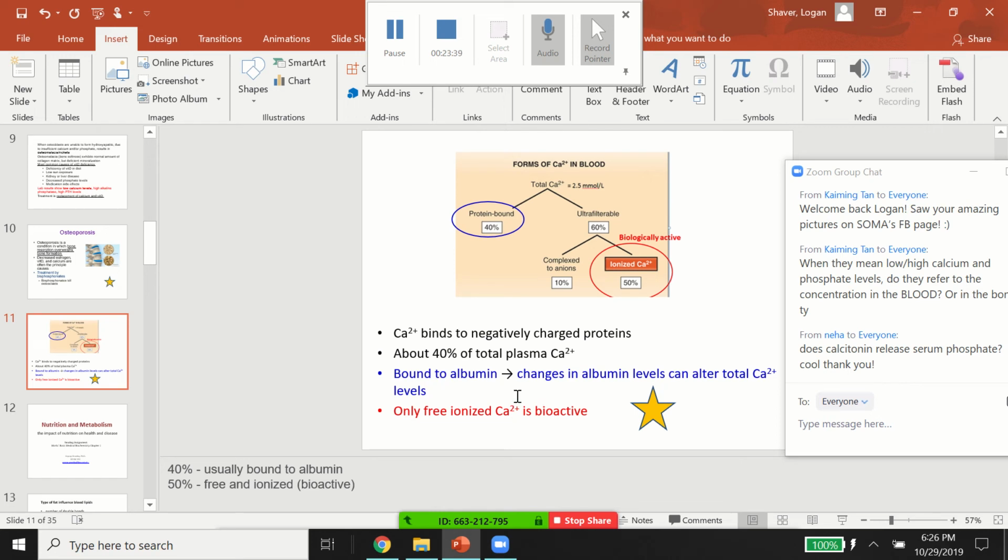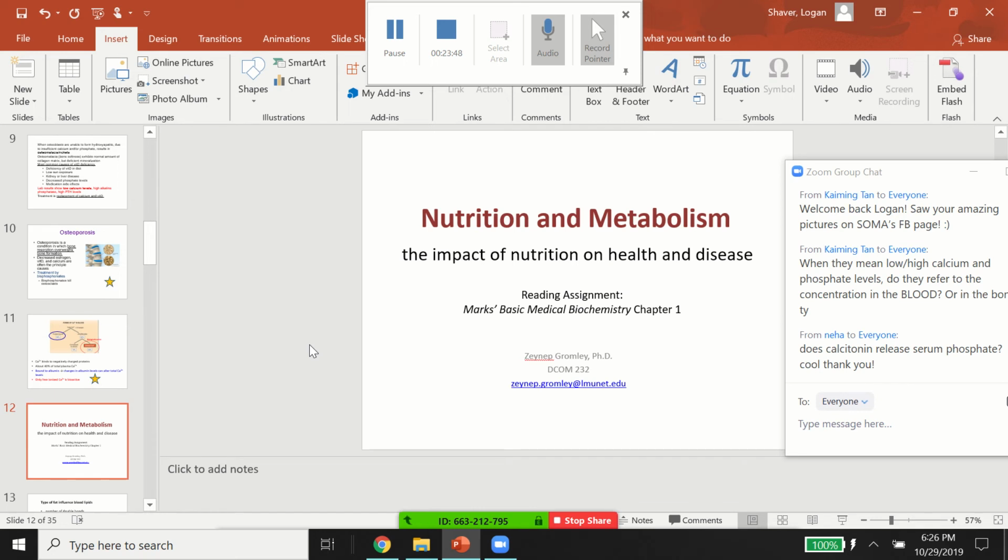So I would also remember that fact as well. But for the most part, definitely know that free ionized calcium is the bioactive, considered calcium. So then on to this other one, nutrition and metabolism.